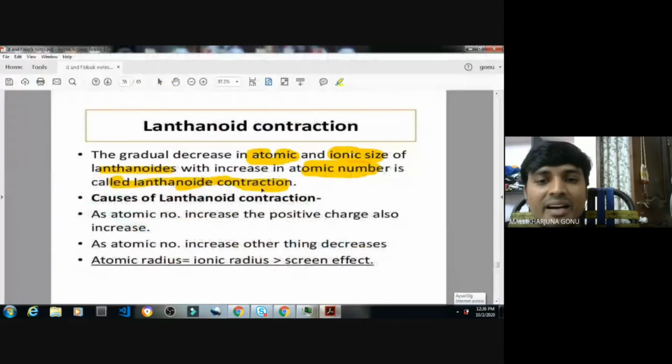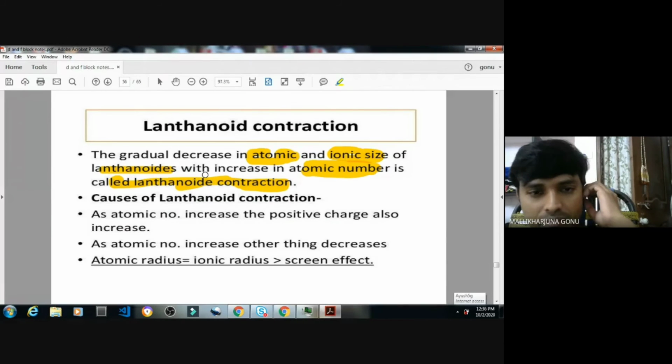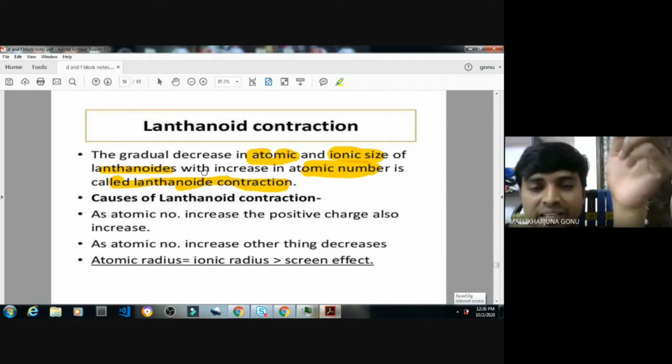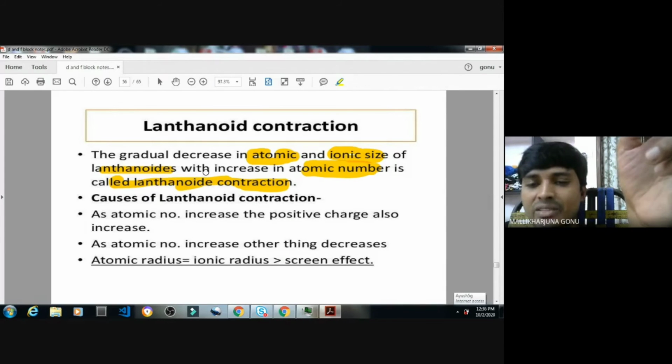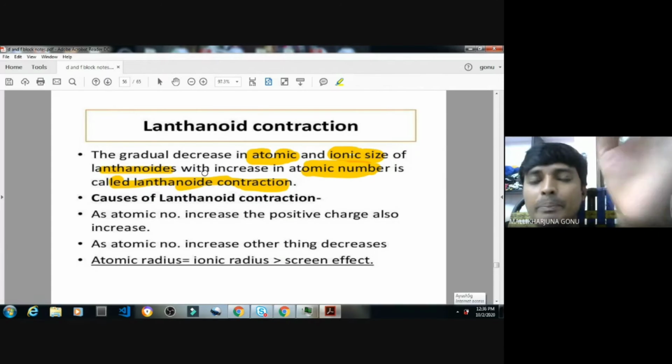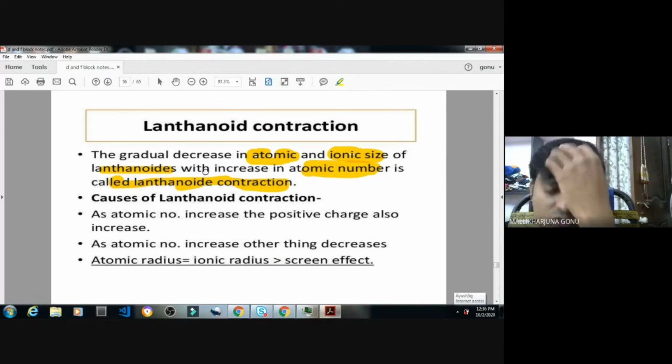This is called the lanthanide contraction. This definition you have to learn exactly. The gradual decrease in atomic and ionic size of lanthanides with increase in atomic number is called lanthanide contraction. While you read the d-block elements, I said two elements. Two elements are having the same type of atomic sizes. Which ones are those? Can anybody tell?